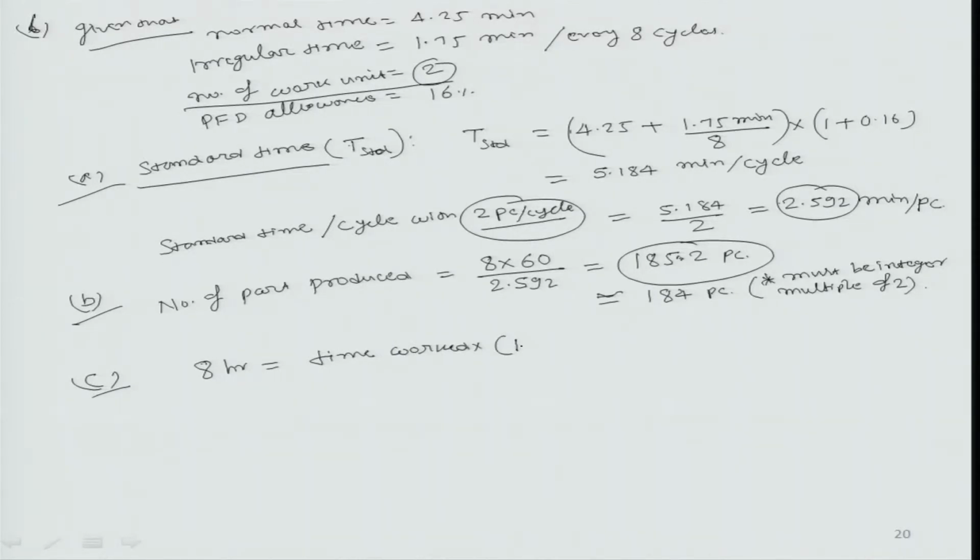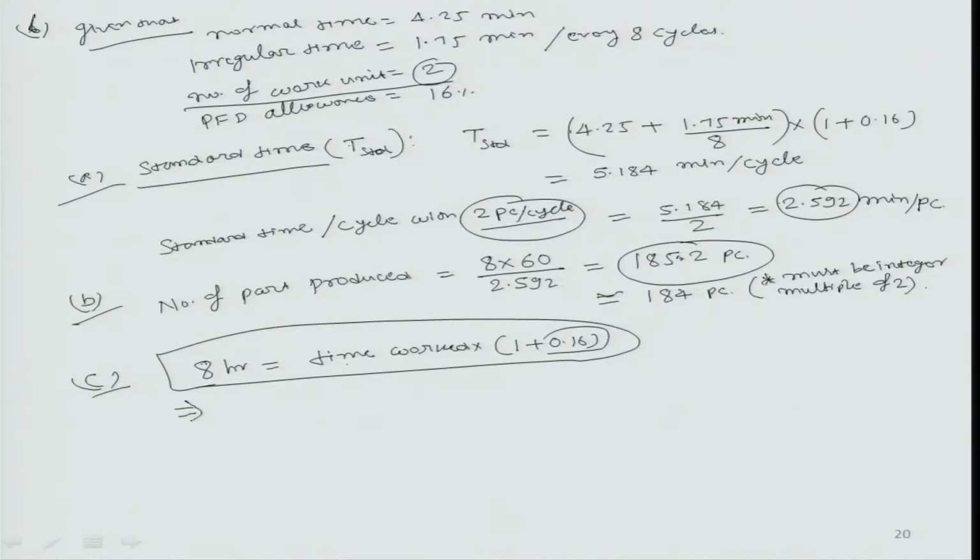which is equal to how much time they have worked multiplied by, because in standard time everything is included, allowance time is included. So actual working hour is this one, and if you include the PFD allowance, this will be the standard working hour. Okay, so what will be the time worked?